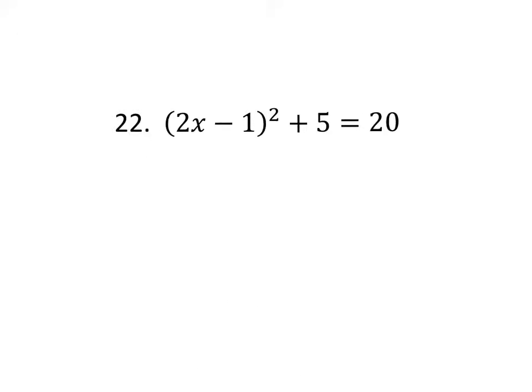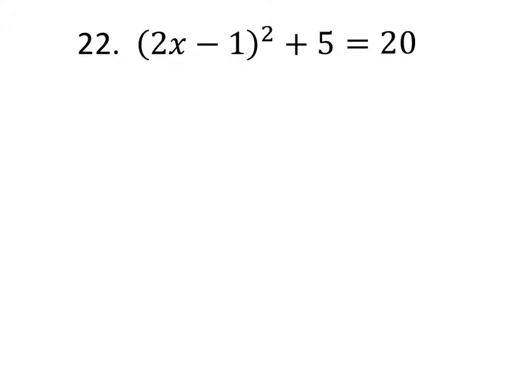And now let's try it again. So I have 22, and it says 2x minus 1 squared plus 5 equals 20. Well, again, I want to get the square alone. That's what I'm focusing on. So I'm going to subtract 5 from each side. I'm going to have 2x minus 1 squared equals, well, if I subtract 5 from each side, I get 15.